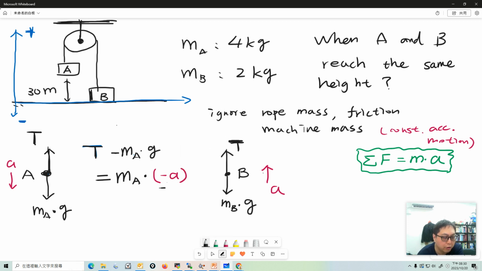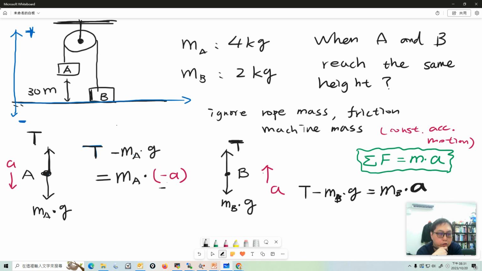Then we apply Newton's second law to object B. The vector sum: tension goes up and the weight goes down, so it's T minus m_B g, and that equals m_B times a. Here a is positive, because the acceleration goes up. We list these two equations.